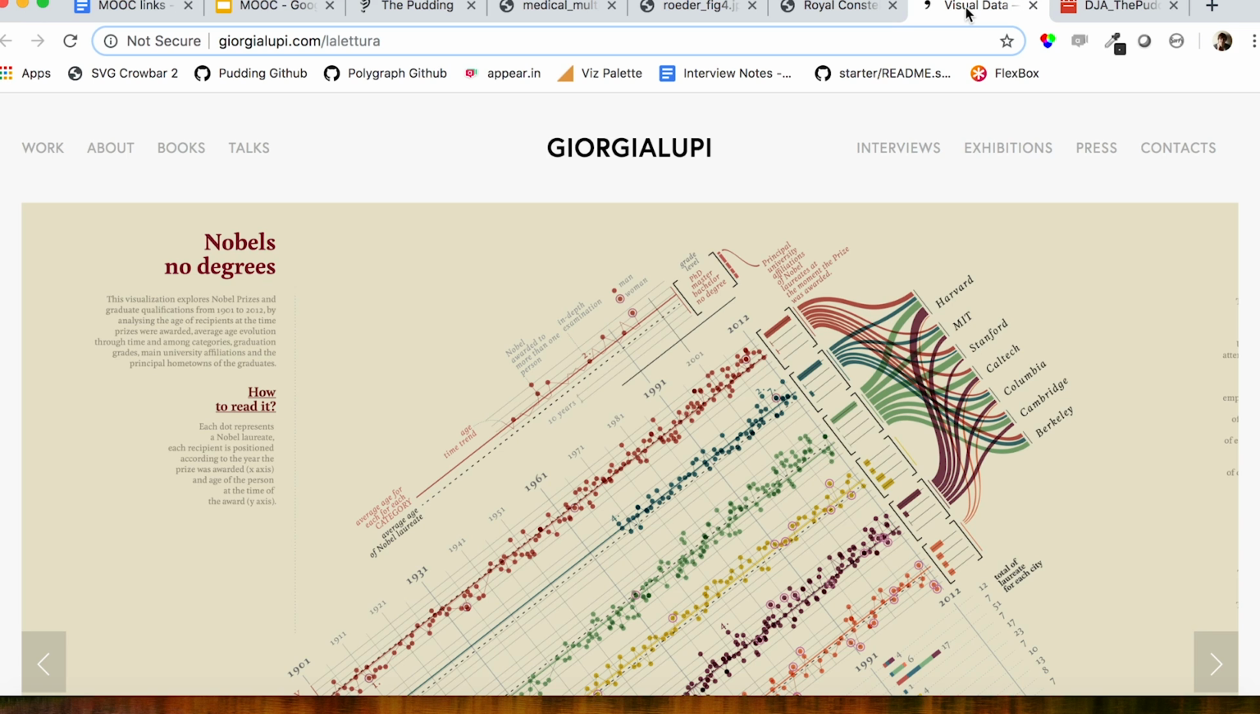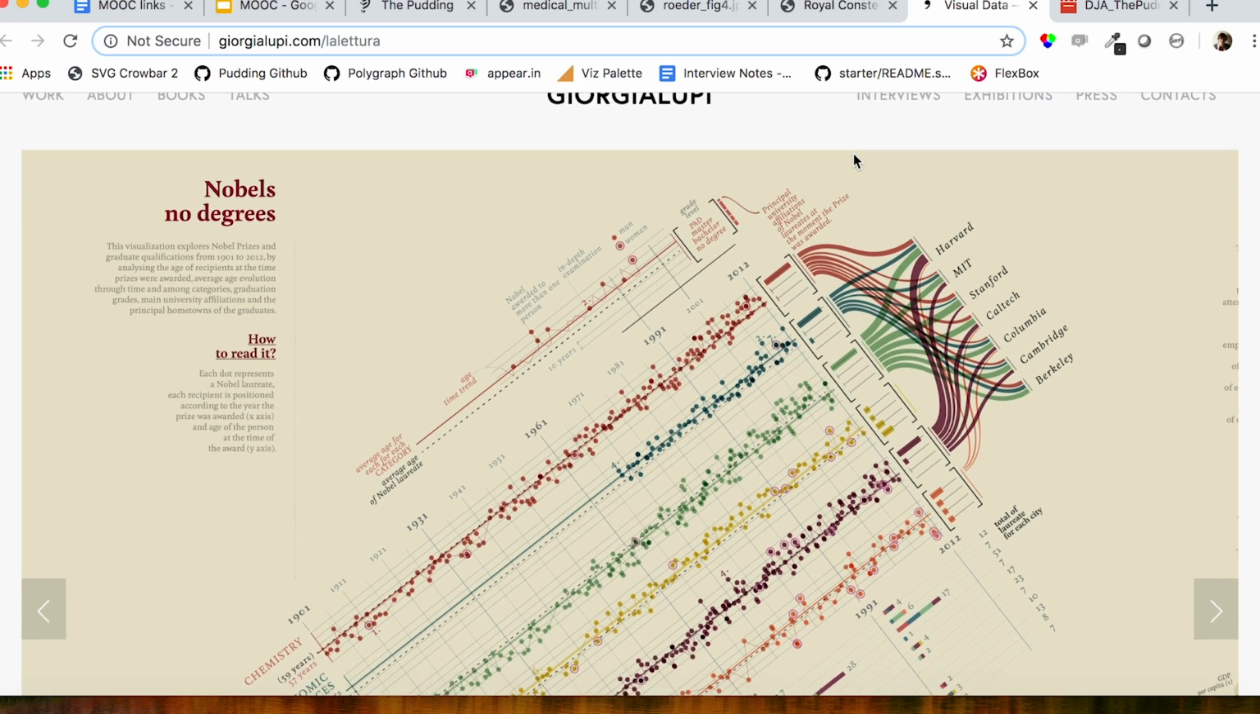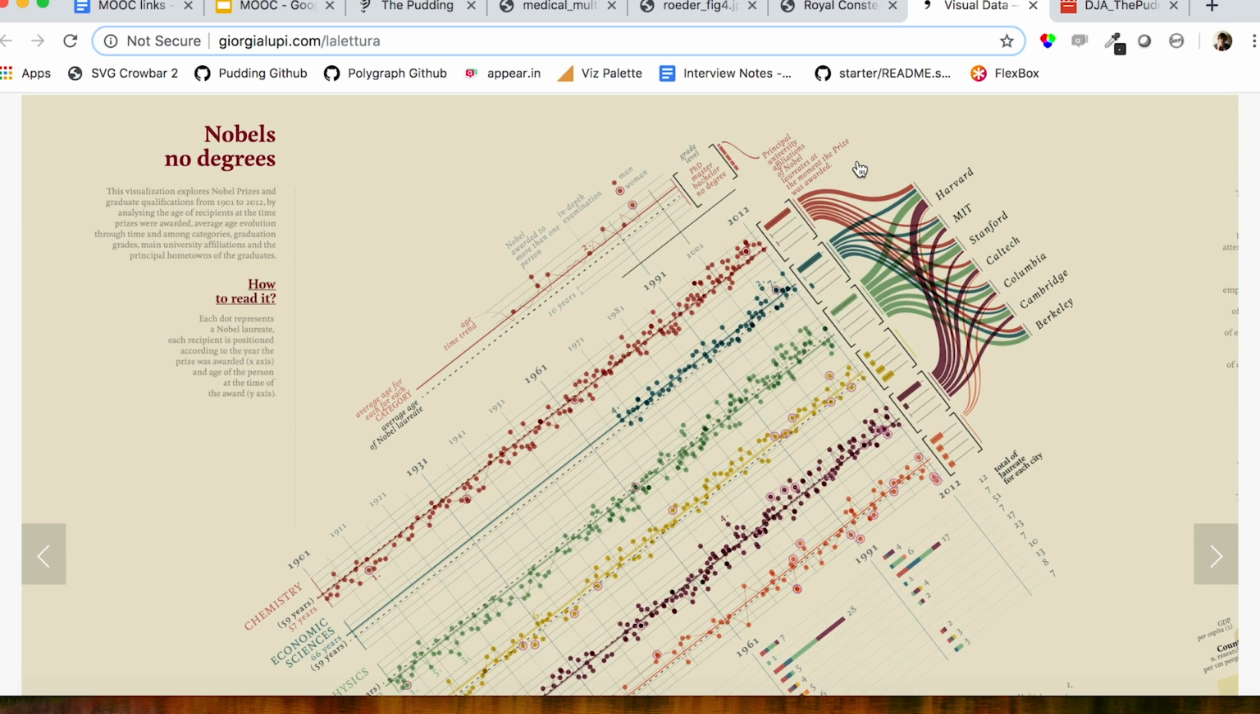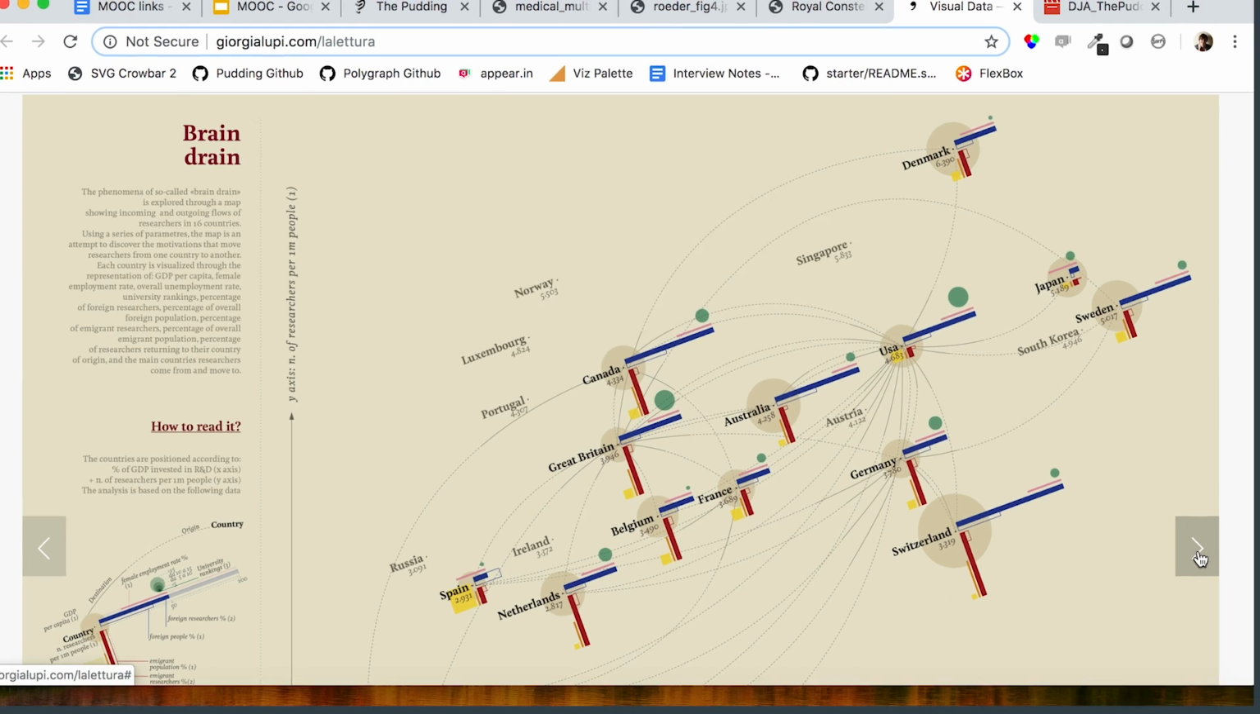Another great example of this data art is Giorgia Lupi's La Lettura project. And it's another project that is rooted in data, but presents more as art.